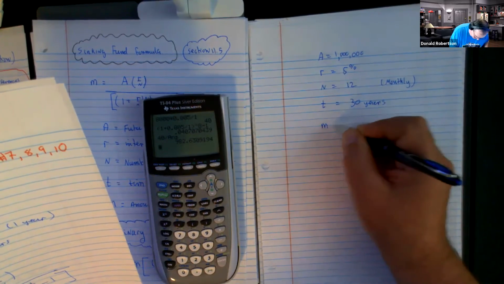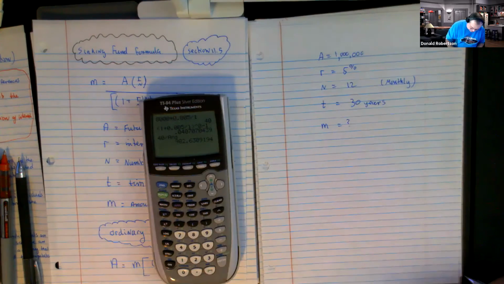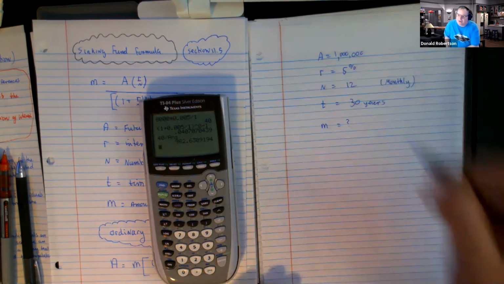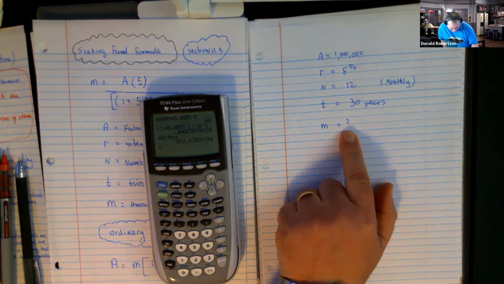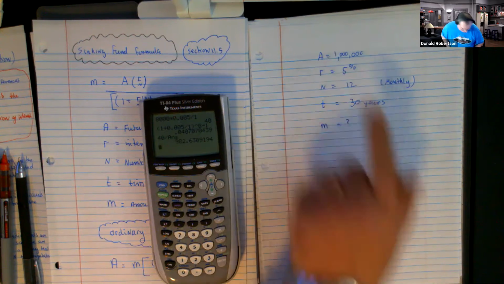How much do I need to pay per month for that 30-year period to end up with $1 million at the end of it? So that's kind of what we're calculating here, right? How much do I need to pay every month to end up with $1 million?